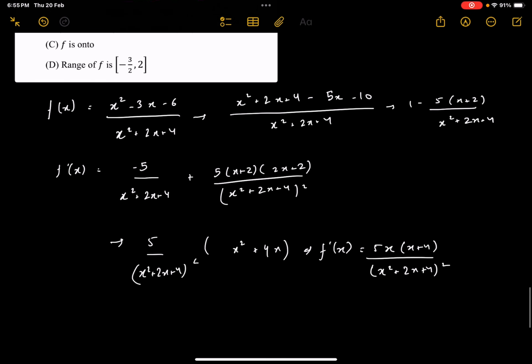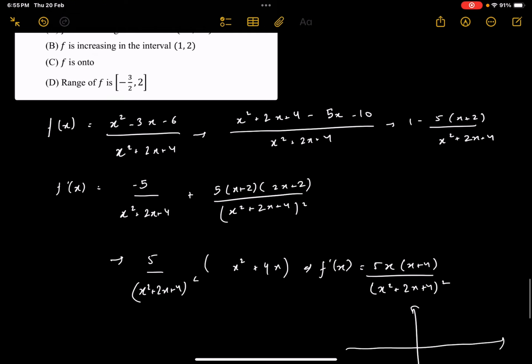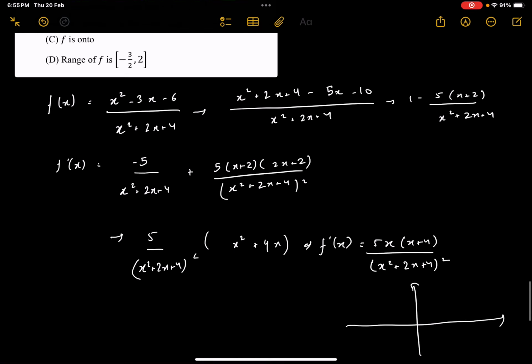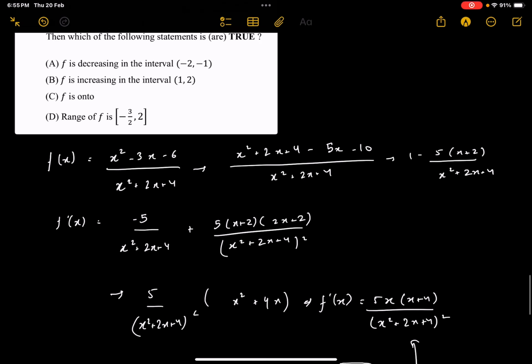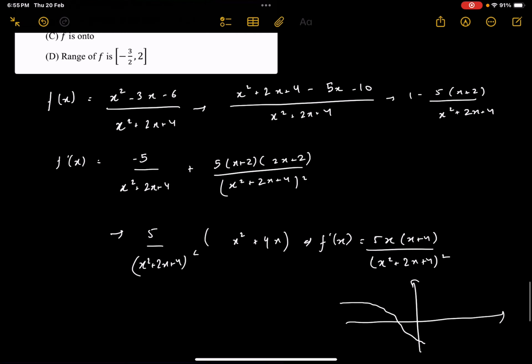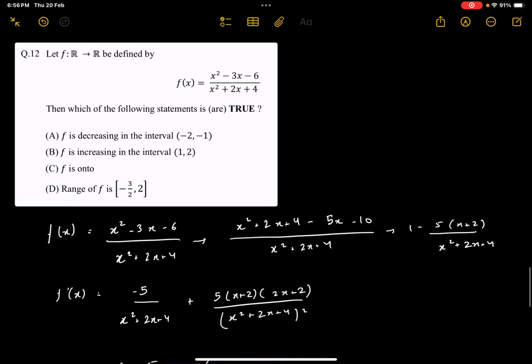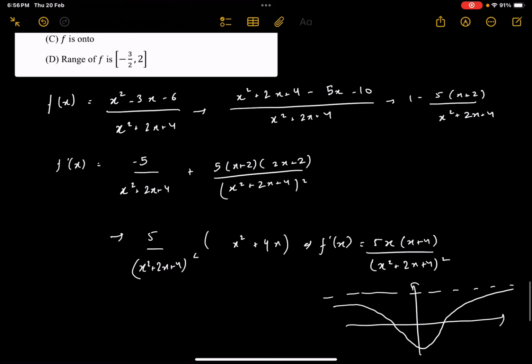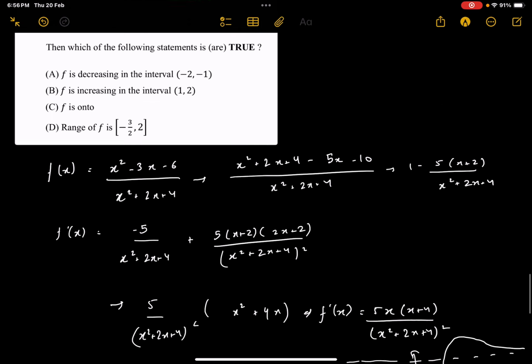So its graph would be something like this. As x tends to infinity, this will go to 1, and at 0 it's something like this. After 0 it increases, and then it again goes to 1, something like this. Would it be bounded above by 1? No, it won't be bounded above by 1, but as x goes to infinity, it will become asymptotic to 1 again. Maybe something like this.